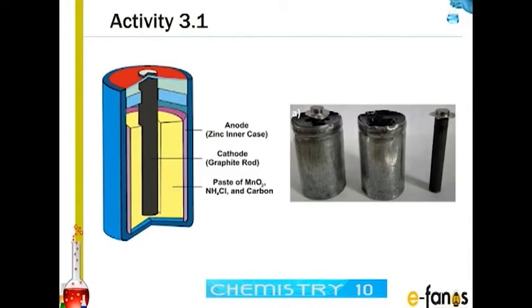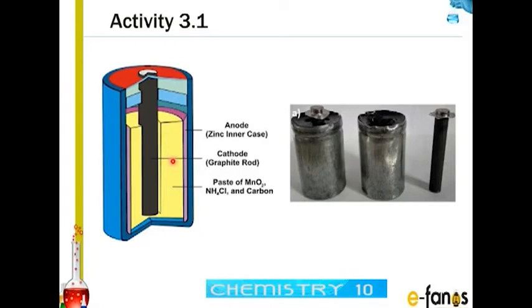A dry cell battery is typically made of a protective outer container, a zinc inner container, which acts as the anode, and a graphite rod, which acts as the cathode. In between the zinc and the graphite, there's a paste, which is made up of manganese dioxide, ammonium chloride, and carbon.